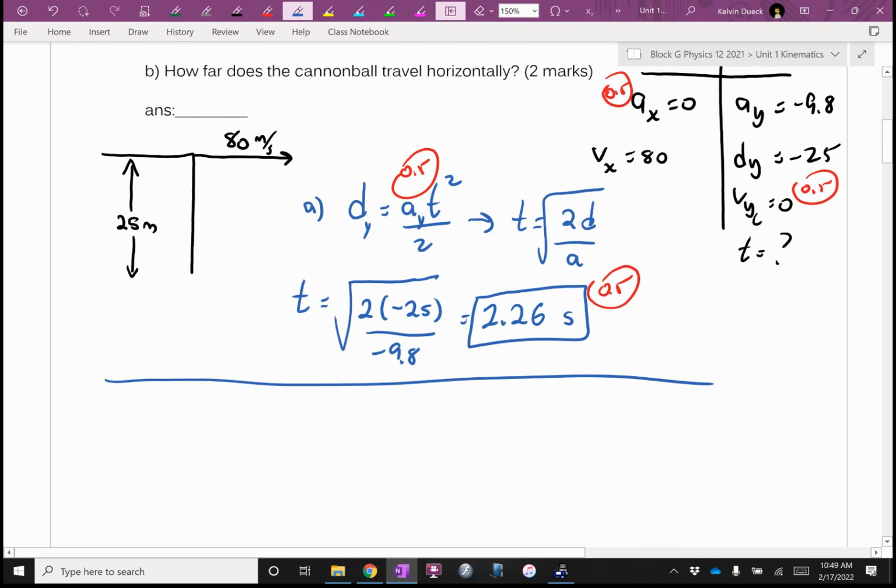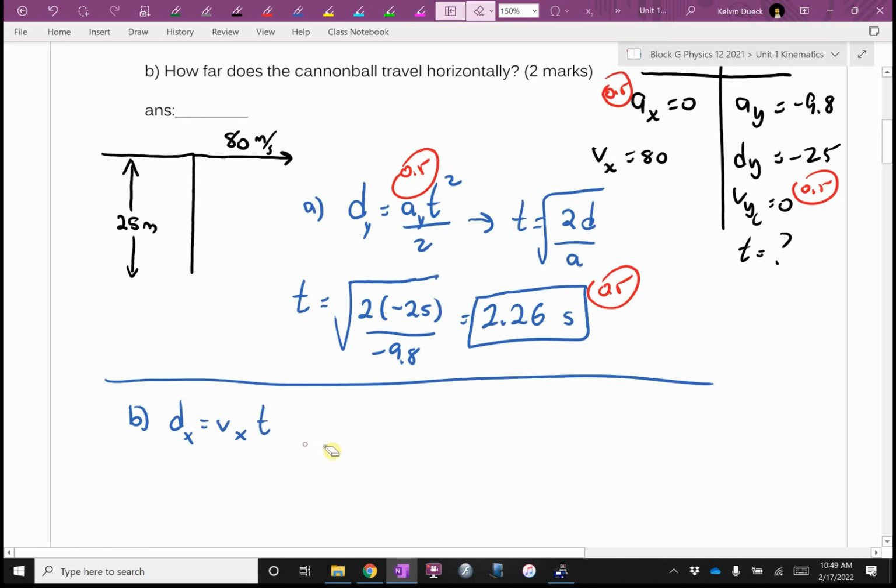B, how far does the ball travel horizontally? That's dx. What's the fancy word for dx? It starts with letter R. Okay, so I'll use that word, and that's what I'll expect you to know. I think I can go dx equals vxt plus, wait a minute. Do I need to write plus a half at squared?